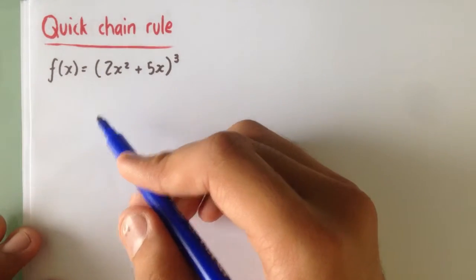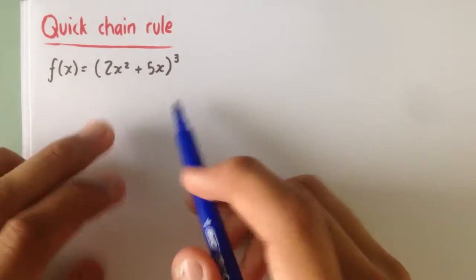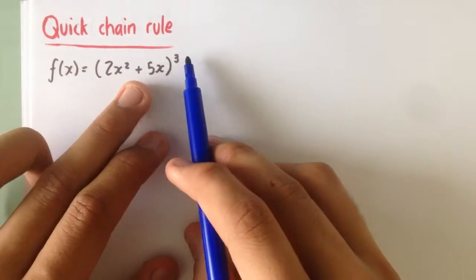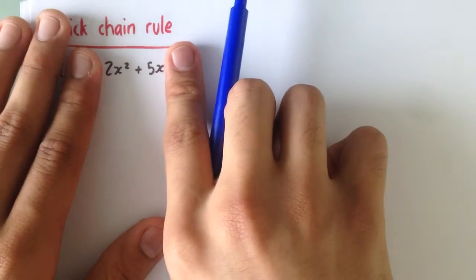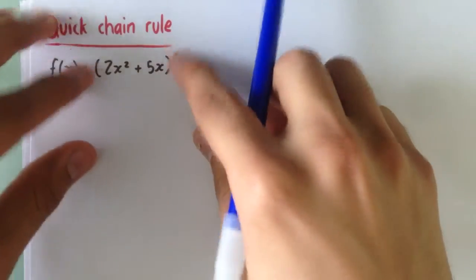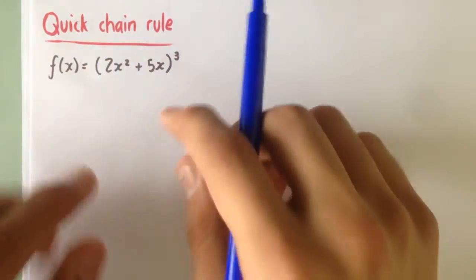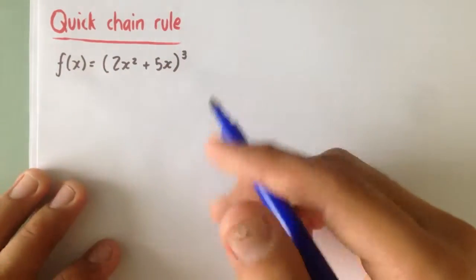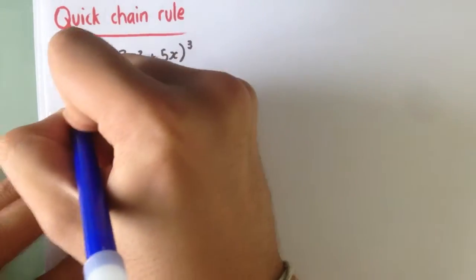So, let's do this question the long way first. As you can see, we have a function within another function, and that tells us that we can use the chain rule. One function is 2x squared plus 5x, and that is within another function, which is something cubed. So it's a function within another function, or a composite function. Okay, so let's do this the long way.